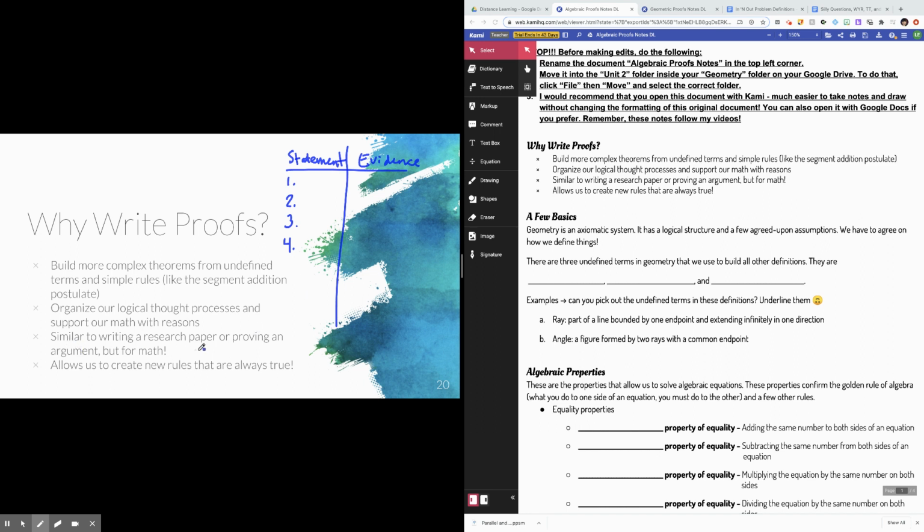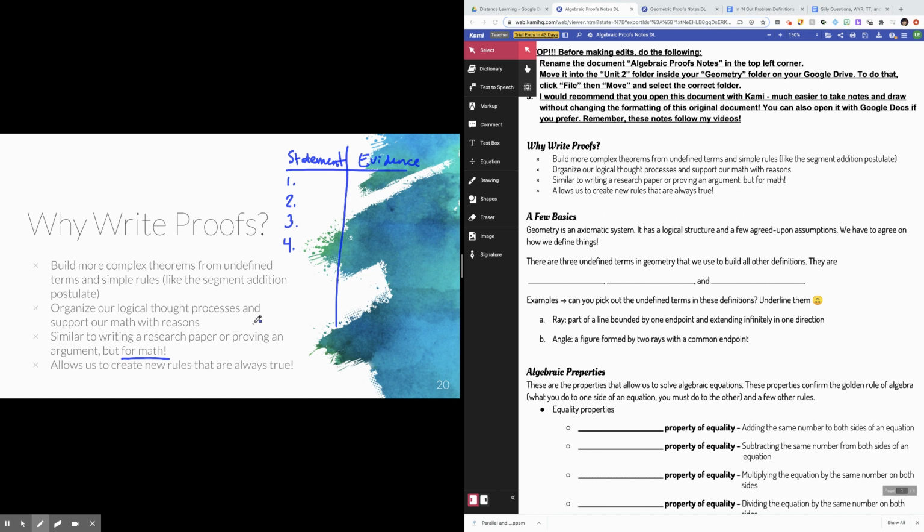Like I said, it's very similar to writing a research paper or planning for a research paper or proving an argument, where you make a statement, you make a claim, and then you support your claim with evidence. It's the same idea, but we're using it for math.